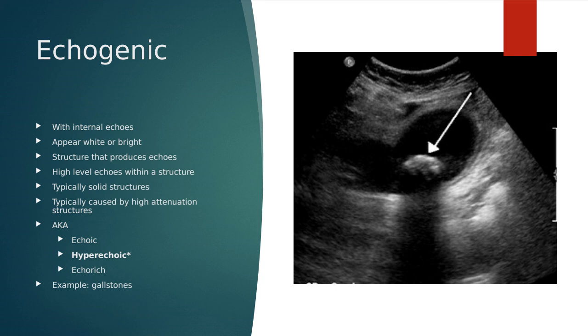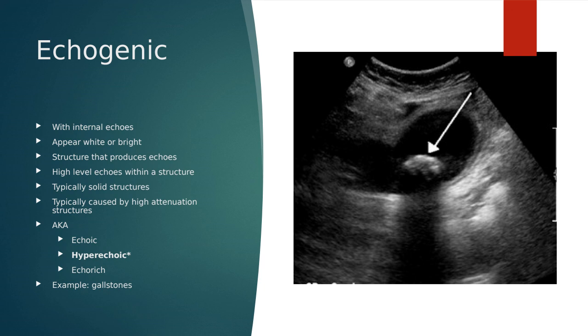Now we said hyperechoic and hypoechoic are also both in the spectrum of echogenic. Echogenic is going to be that base term that we use for anything producing echoes. We typically use hyperechoic and hypoechoic more frequently than we do echogenic because it gives us a more specific description of that structure. So once we talk about hypoechoic, that'll maybe make a little bit more sense to you. So give it a minute as we move through here.